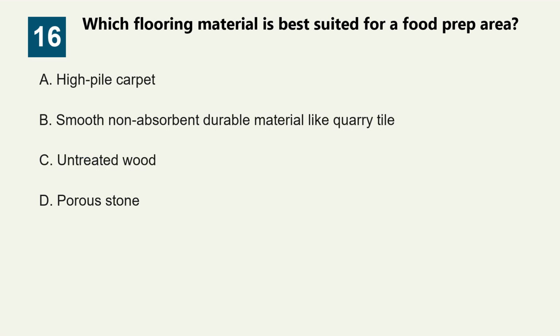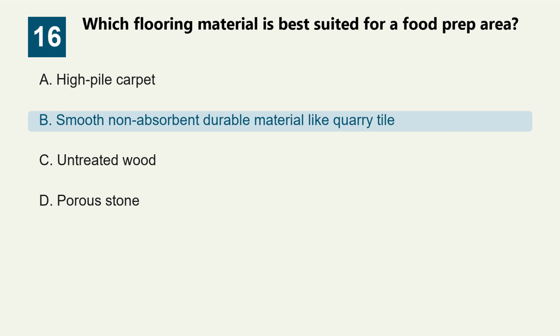Question 16. Which flooring material is best suited for a food prep area? Option A. High pile carpet. Option B. Smooth non-absorbent durable material like quarry tile. Option C. Untreated wood. Option D. Porous stone. The correct answer is option B.